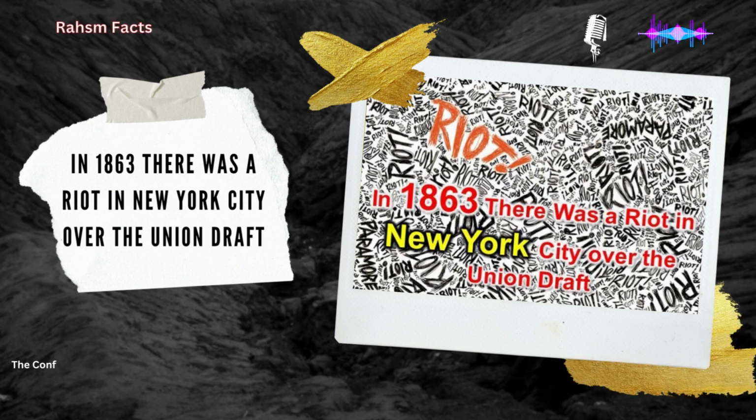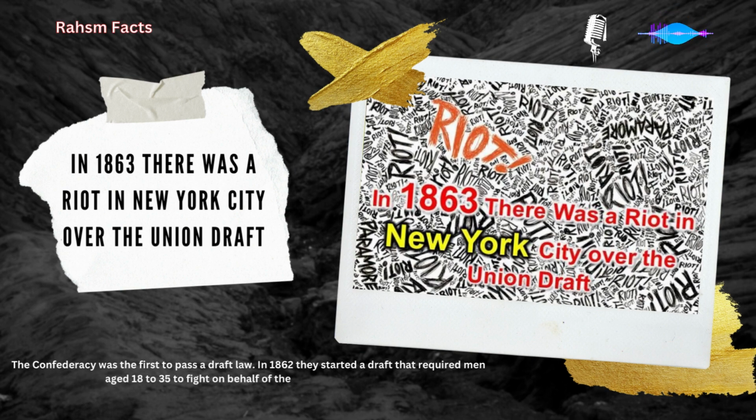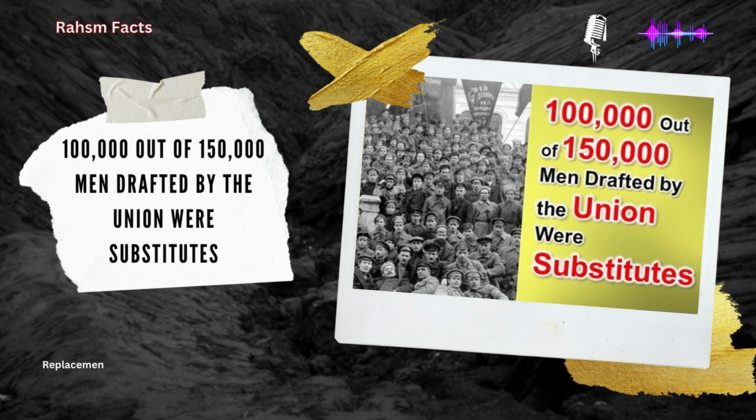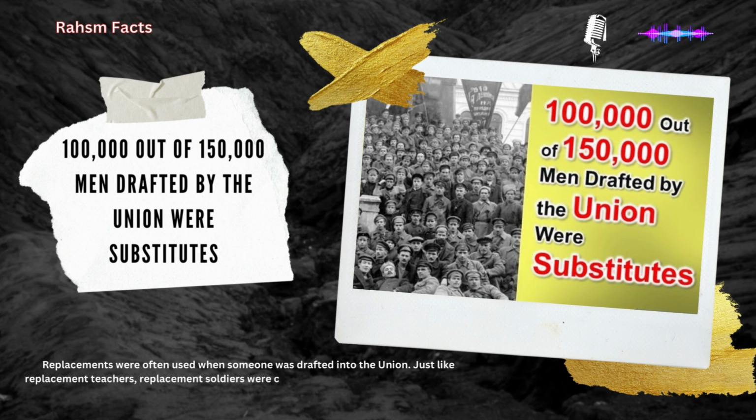The Confederacy was the first to pass a draft law. In 1862 they started a draft that required men aged 18 to 35 to fight on behalf of the Confederate States. Replacements were often used when someone was drafted into the Union. Just like replacement teachers, replacement soldiers were called substitutes. Out of the more than 150,000 men who were drafted, over 100,000 were substitutes.